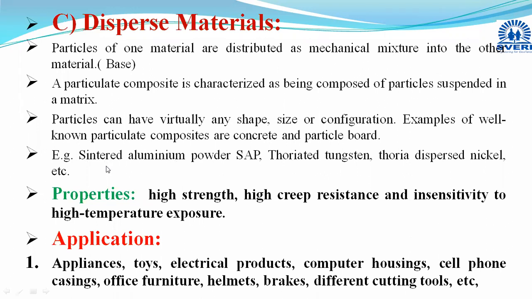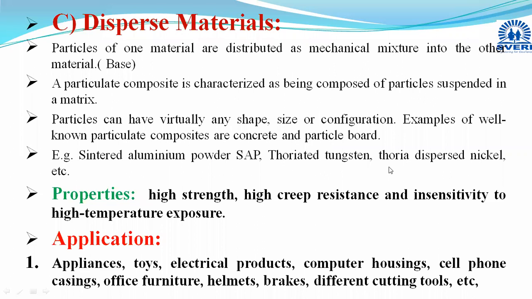Okay, that will be sintered aluminum powder. Aluminum will be the base material and aluminum oxide will be the particulate material. Then in thoriated tungsten, tungsten will be the base material, and thorium dioxide, that is ThO2, will be introduced in the form of particulates in the tungsten.